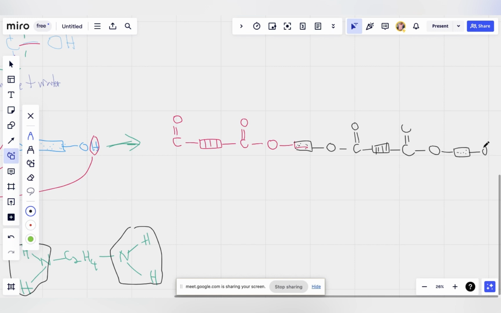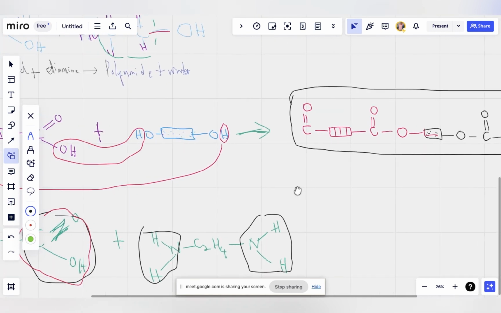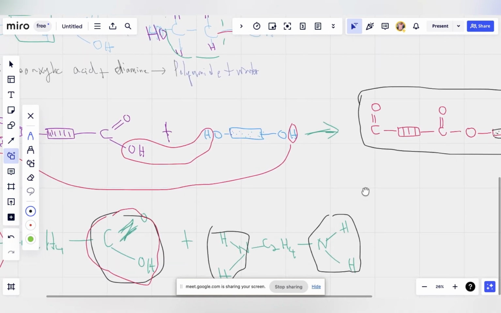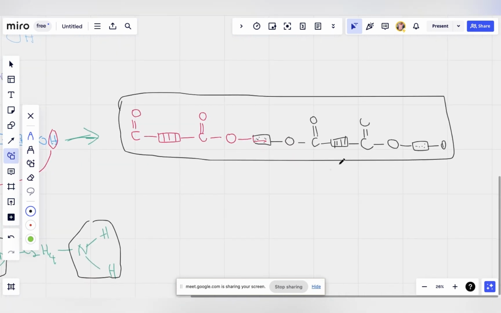So this is what is going to continue as your polymer. This is not for nylon. For nylon, we are using this one, amine and carboxylic acid. But this is for production of another thing which is called polyester. So this is the ester linkage. What you see here is called the ester linkage.